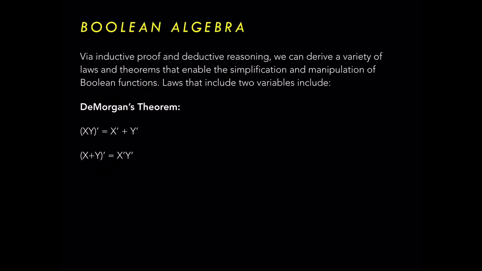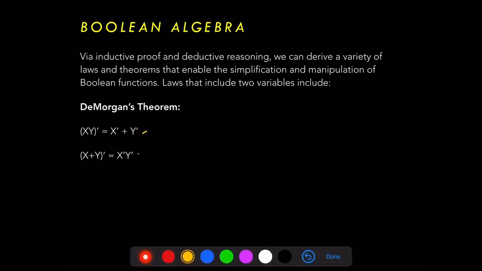A last important property of Boolean algebra, particularly for digital logic circuits, is De Morgan's theorem, shown in 2 versions here. And we can prove either of these functions, either using deductive reasoning or proof by induction. In this case, in De Morgan's case, proof by induction works much better. So let's take a look what happens here with this first relationship where, again, in inductive proofs, we're looking to prove that the left-hand side of the equation is equal to the right-hand side of the equation.